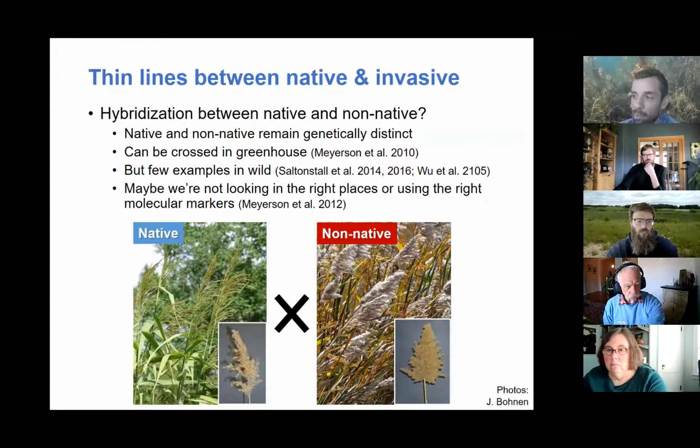And the Great Lakes region was highlighted as an area where more of this exploration should be done, since we still have a lot of native Phragmites. In addition, maybe we've been using molecular markers that are too coarse. And since this paper was published in 2012 about this issue of hybridization in Phragmites, a lot of new resources and tools have emerged to enable that.